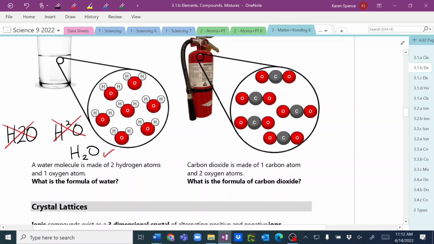Carbon dioxide, made of 1 carbon and 2 oxygens. What is the formula for carbon dioxide? CO2.